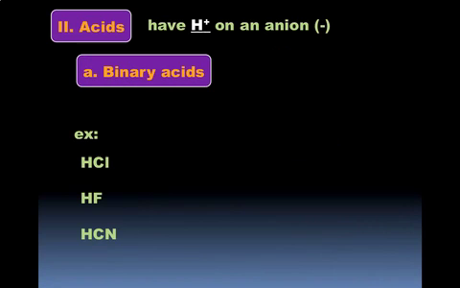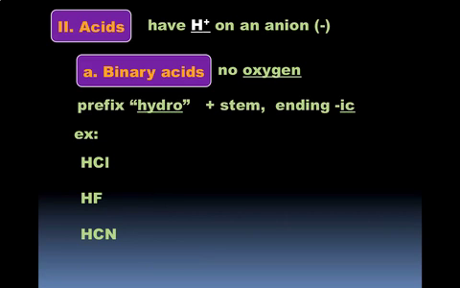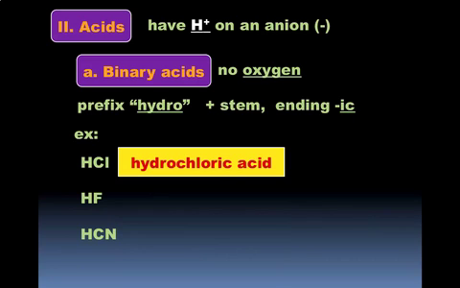We have two types of acids. The first type is called binary, and it basically means that there's no oxygen in the acid. To name these, you write hydro, and then the stem, and then it ends in IC, and then you add acid. So, for instance, this one has a chlorine in it, so the stem is chlor, so it's hydrochloric acid. So the hydro in front of the stem, the IC on the end, and then acid.